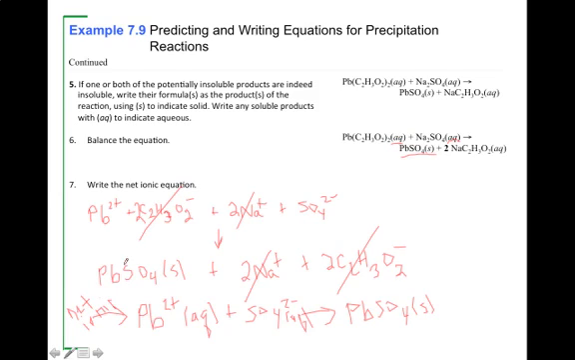Okay, this right here, this equation before we did all the canceling, was the complete ionic equation.